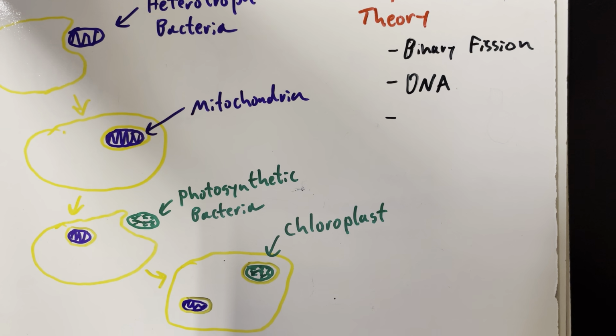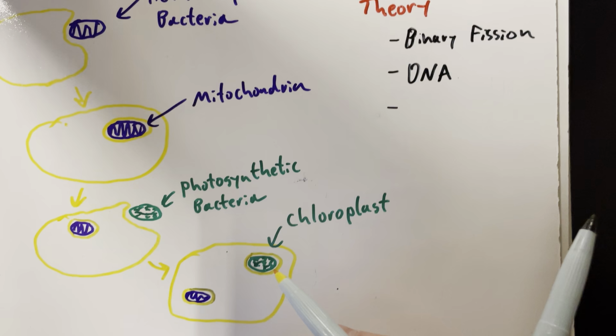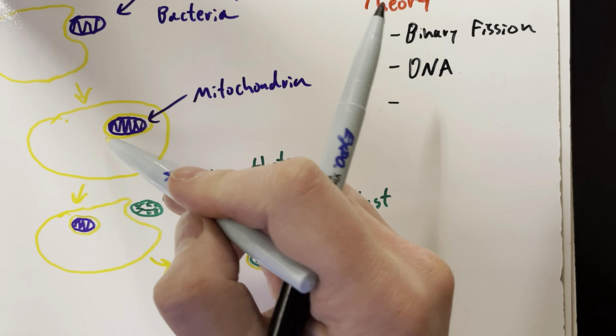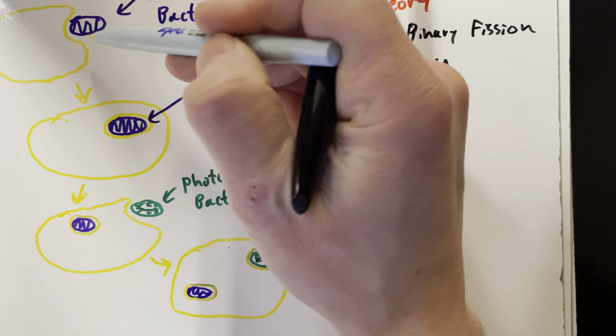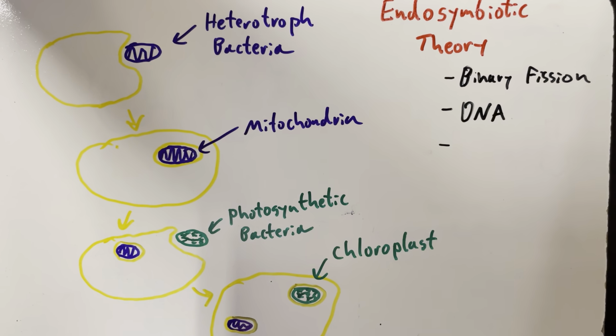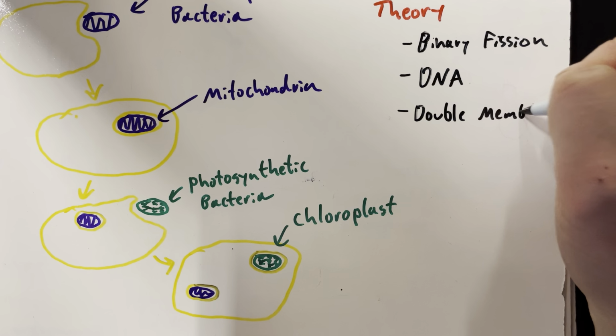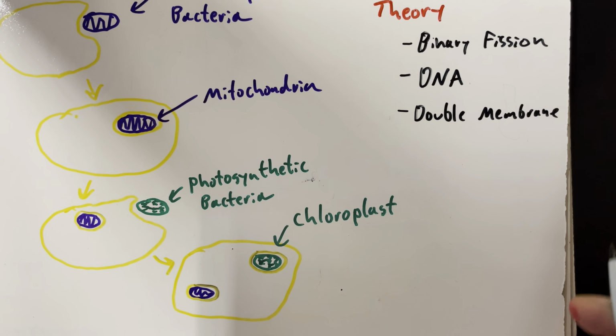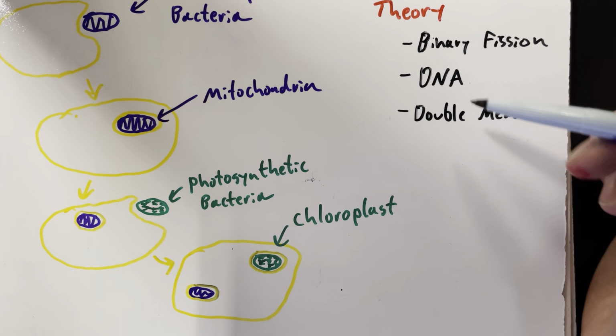And then finally, this one's a little bit more subtle. I drew an extra membrane around it, so when a cell engulfs another cell, it surrounds it in its own membrane, right? But the cell that was just engulfed has its membrane. Both mitochondria and chloroplasts have a double membrane. So these are the three, I think, strongest pieces of evidence.